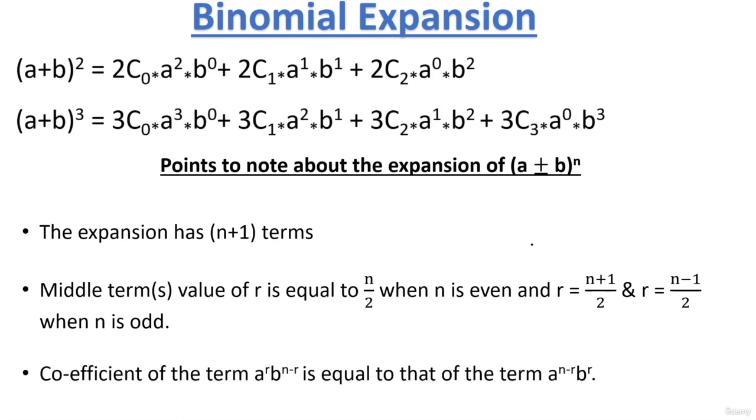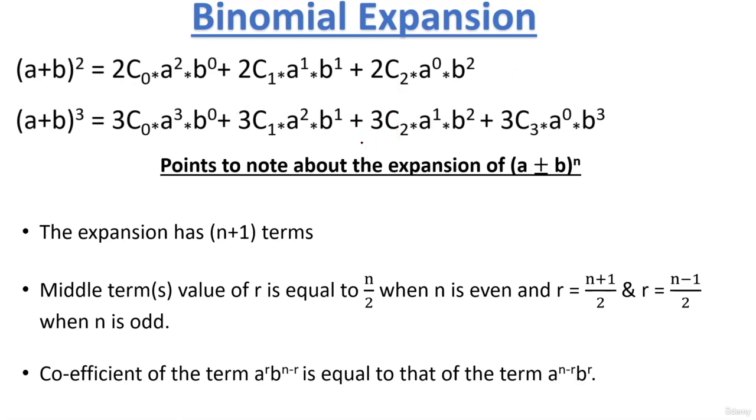And the last observation is the coefficient of the term a^r b^(n−r) is equal to that of the term a^(n−r) b^r. For an example, if you take a² + 2ab + b², the coefficients of a² and b² are both the same. 2C0 is the same as 2C2, both have value 1. Similarly 3C0 and 3C3 have value 1, like first and last term. Similarly 3C1 and 3C2 also have the same value, 3 and 3 both.